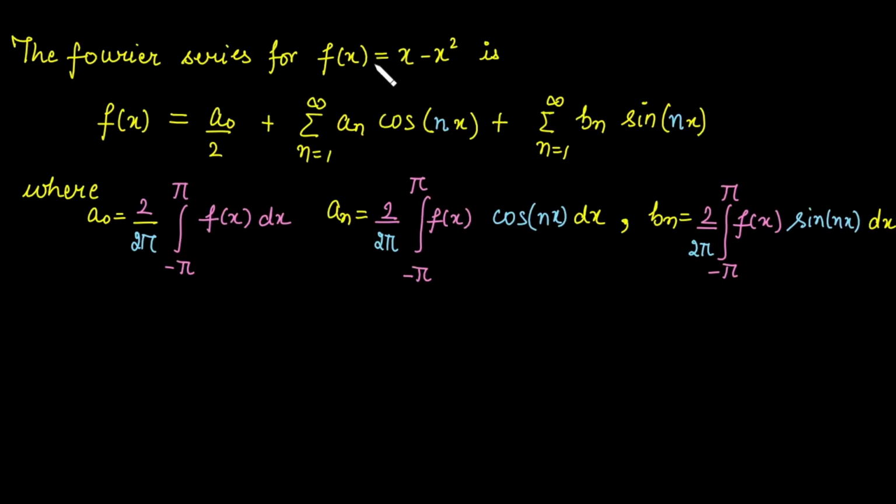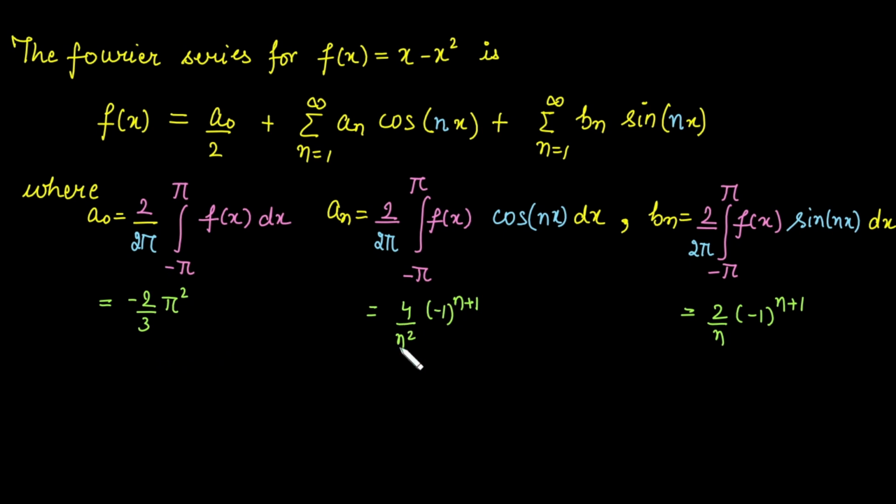The final Fourier series of the function x minus x square from the interval minus pi to pi is of this form, where we have calculated the value of a naught as minus 2 by 3 pi square, and the value of an is 4 by n square, minus 1 raised to power n plus 1. The value of Bn is 2 by n, minus 1 raised to power n plus 1.